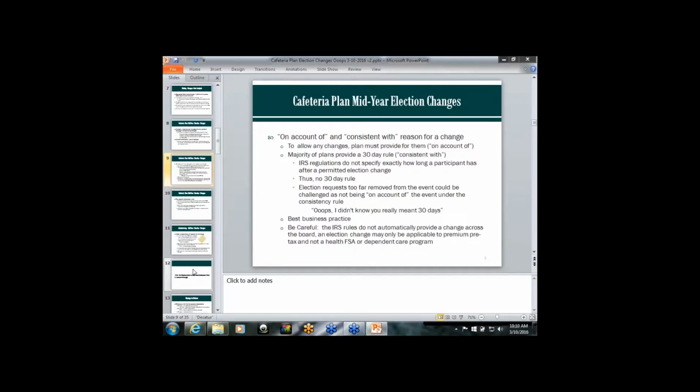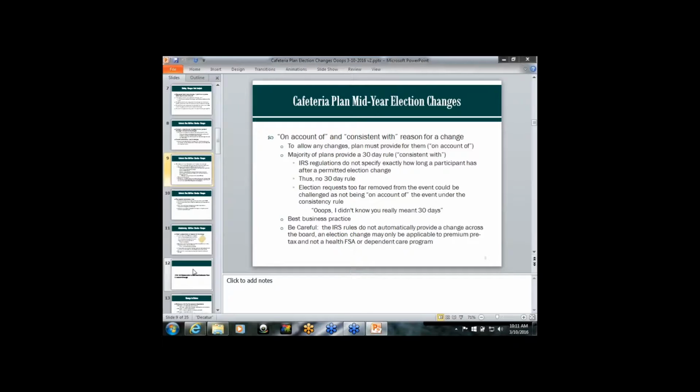Now, generally, most employers that I've worked with will put in their plan that they allow this change if it's requested within 30 days. The IRS does not have a hard and fast rule as to this 30-day requirement. So technically, I've seen employers who will put as much as 90 days in for a notification regarding a change to the plan. But how the IRS looks at it, they say, again, for it to be on account of and consistent with, it can't be too remote. So if the reason why they're asking for the change goes too far out in time, the IRS may deny that.